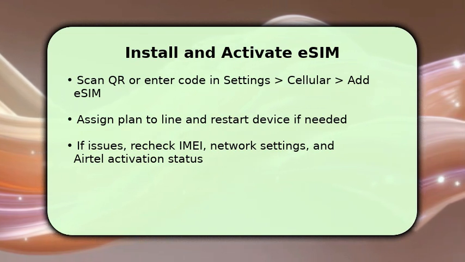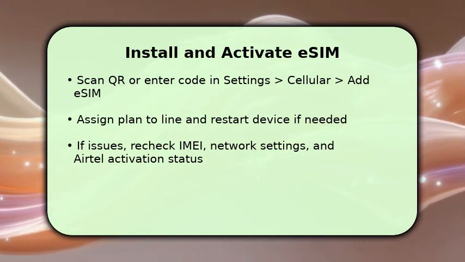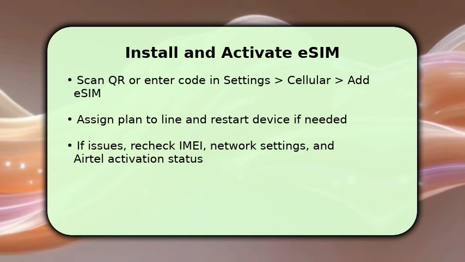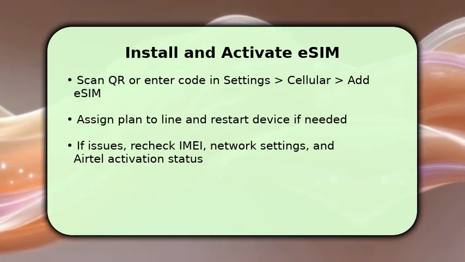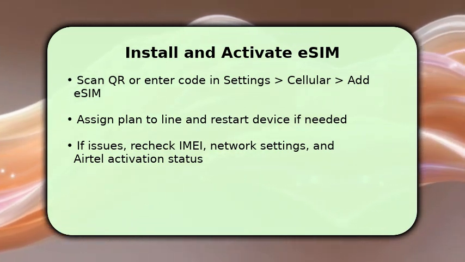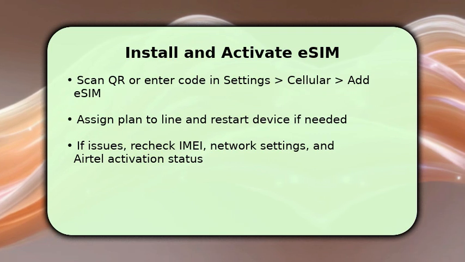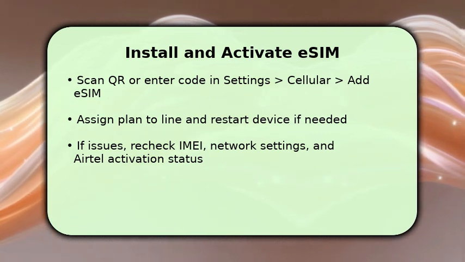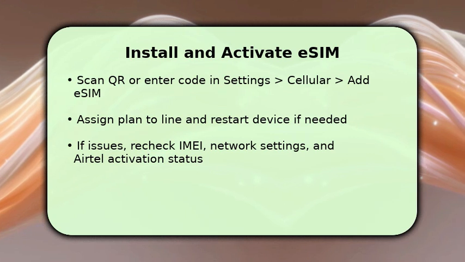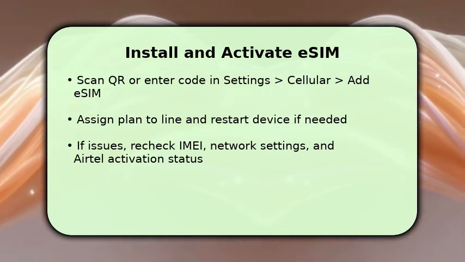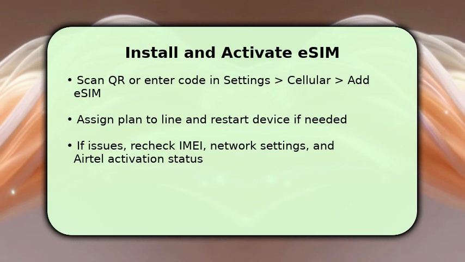Once installed, assign the eSIM to your Airtel line, set preferred data and voice options, and restart the device to clear any temporary network caches. Make sure to test calling and data. If something fails, check the IMEI and that the correct profile was installed. Then contact Airtel with your activation reference for rapid resolution.